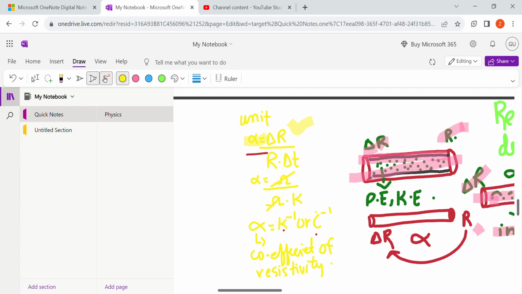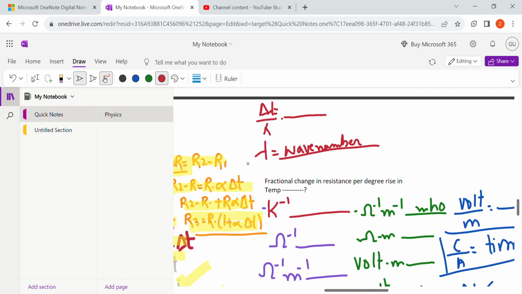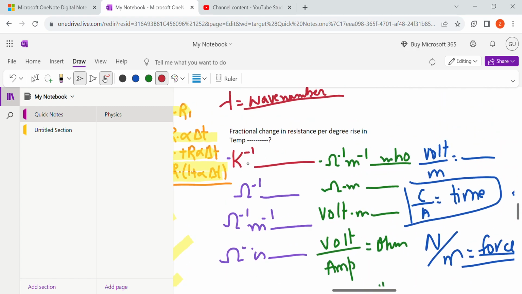R is resistance. We know that the unit of resistance is ohm. So ohm gets cancelled, and R and K remain. The unit of temperature, we know, is Kelvin, and Kelvin inverse is the unit of the coefficient of resistivity. This alpha is the coefficient of resistivity. So here are a few MCQs that we have discussed.